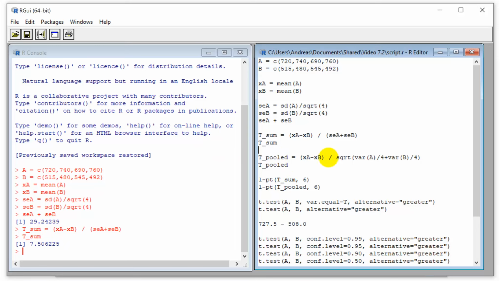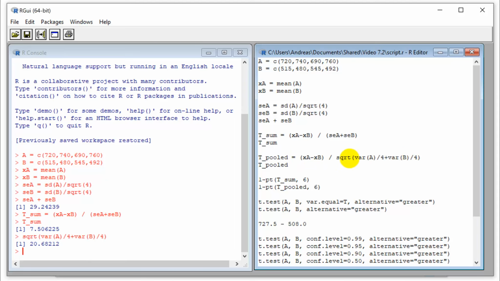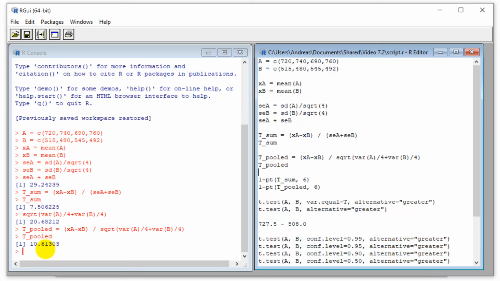So let's see what we can do with our pooled variance instead. So if I just run the pooled variance here, let's see how big that is. So that's 20 instead of 29. So that's a significant improvement to our signal-to-noise ratio. So I divide by a smaller number. So that should give me an even bigger t-value. And let's look at the t-value. So if we take the two means, subtract them, and then divide by the pooled variance, we'll get 10.6. So 10.6 sigmas out. That's even better than what we had before.